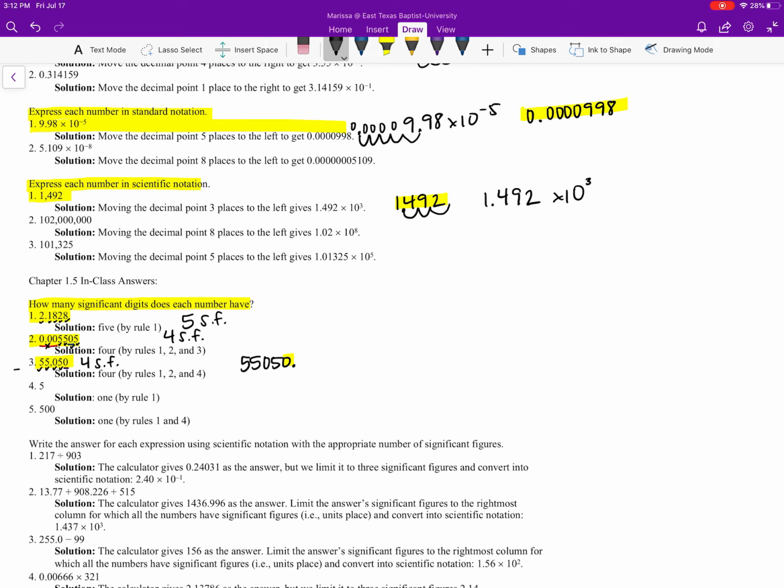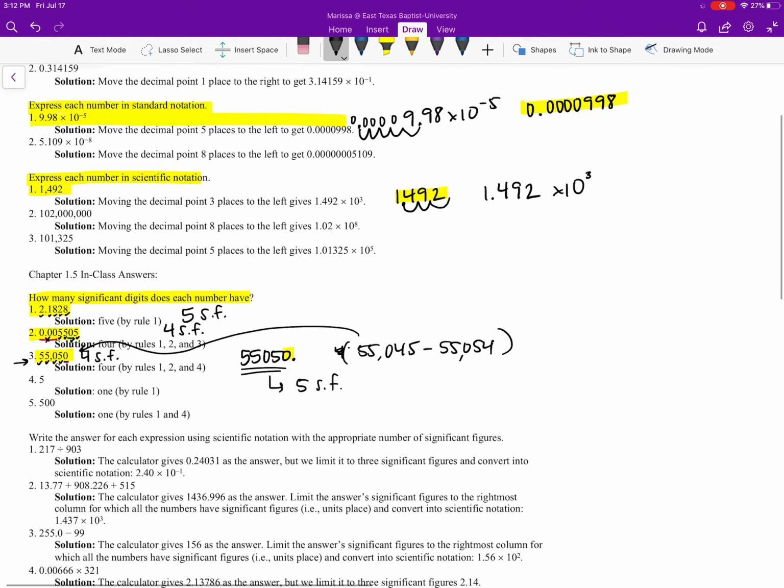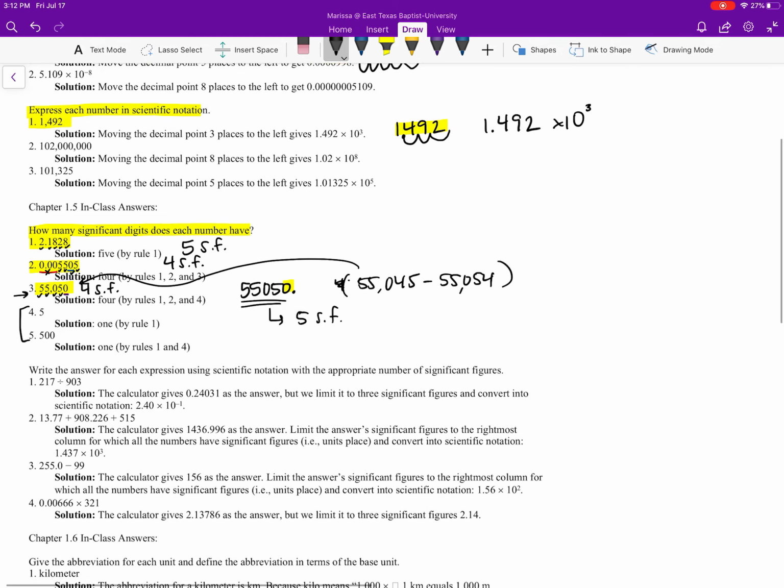The one that we see here on the left could be a rounded answer. It could be 55,045 rounded up, or it could be 55,054 rounded down. So there's some uncertainty associated with this answer because it could be rounded, whereas this is exactly, I have counted out 55,050. So in this case, this answer would have 5 sig figs. So you'll practice with these two.